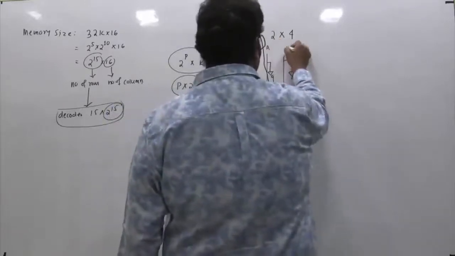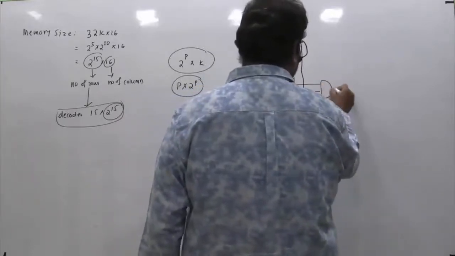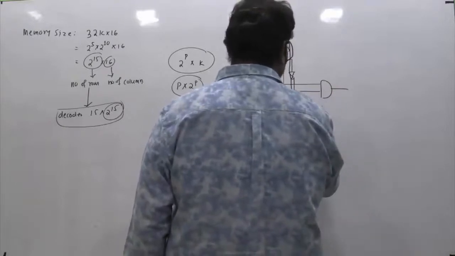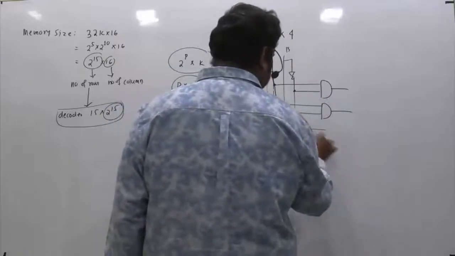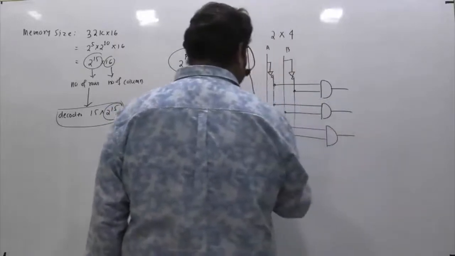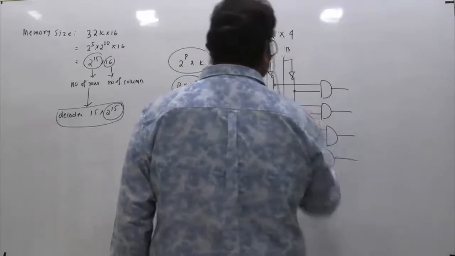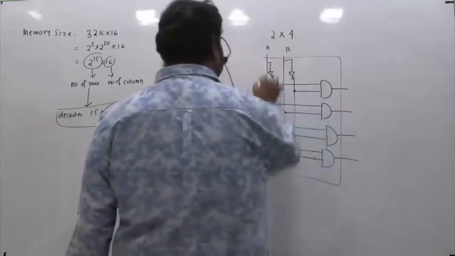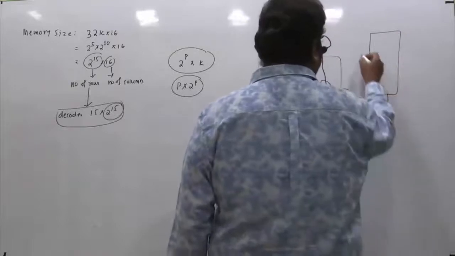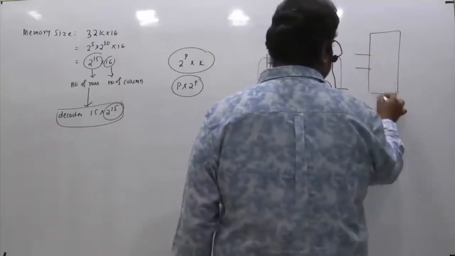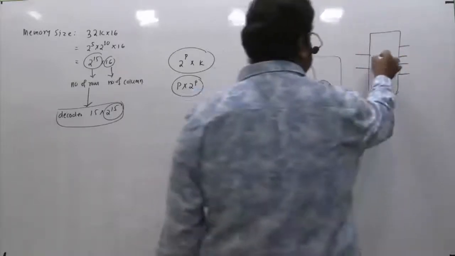So this is your A, this is your B, then the first line will be coming from A bar, B bar, and there will be an AND gate. Then it is A bar and B, then there is one more AND gate, then A and B bar, one more AND gate, and then you have A and B, and from here one more AND gate. So this is the internal structure of a 2 cross 4 decoder, or this block diagram is equivalent to a 2 cross 4 decoder. There will be an enable line obviously, and there will be 2 inputs and 4 outputs. So this is a 2 cross 4 decoder.